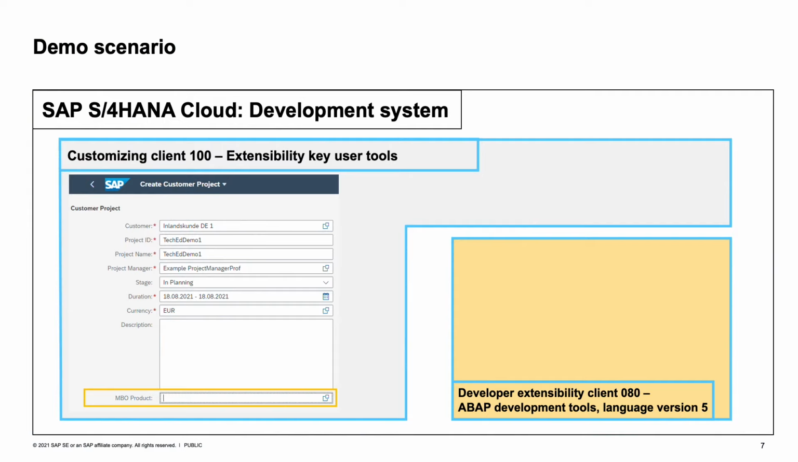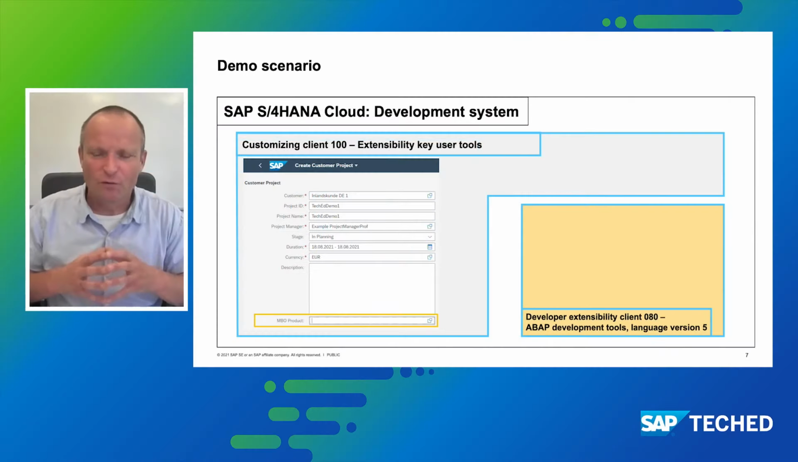We would like to add a custom field, a product, to the customer project app in order to reference a product from this customer project. We call it a management by objectives product. And we would like to have a value help with this custom field that really shows products and their descriptions from the standard products. How do we create this value help?